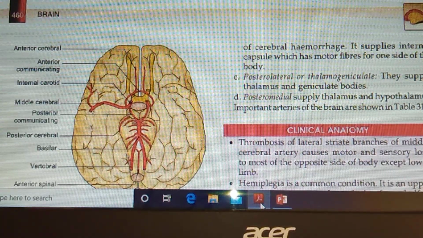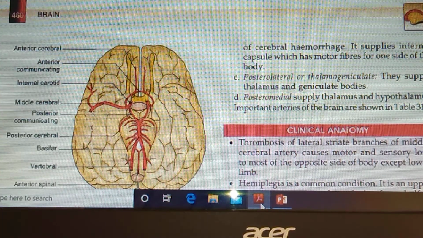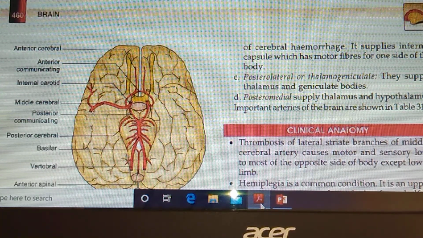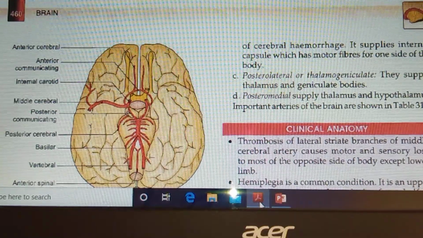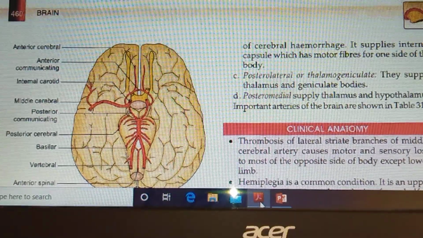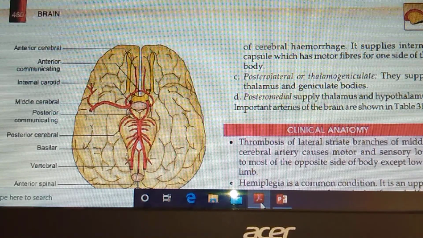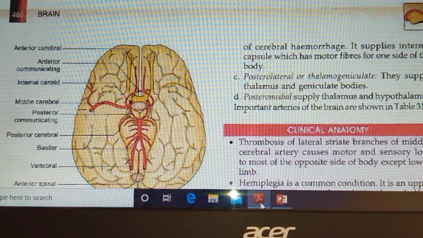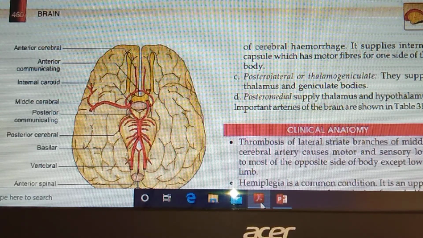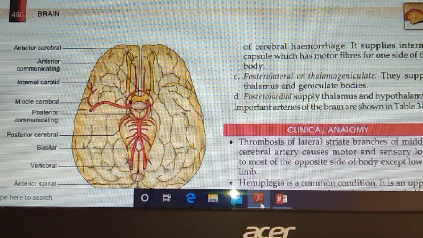Now the branches of the circle. The branches of the circulus arteriosus are cortical and central. Cortical means supplying the cortex. Cortical or the external branches run on the surface of the cerebrum and anastomose freely. And if these arteries get blocked, they give rise to small infarcts.